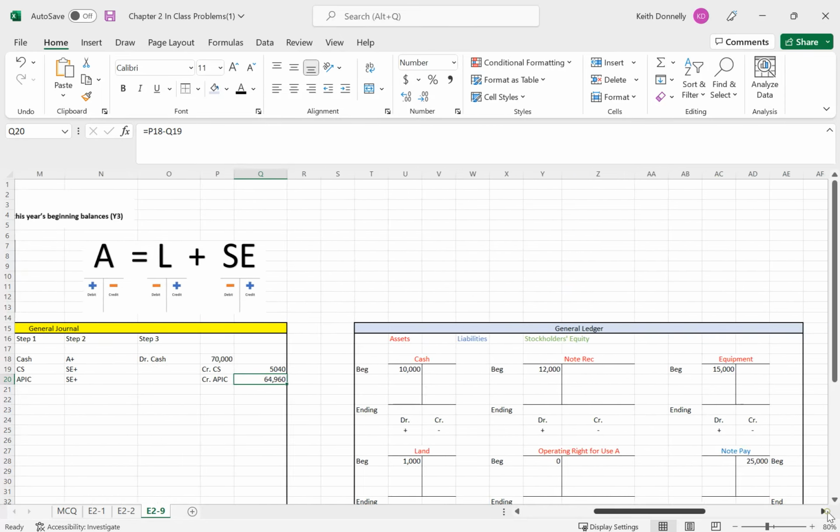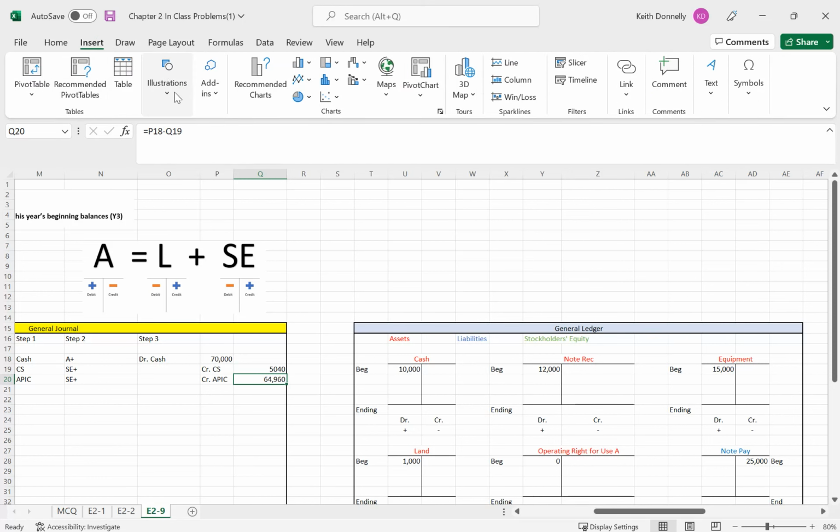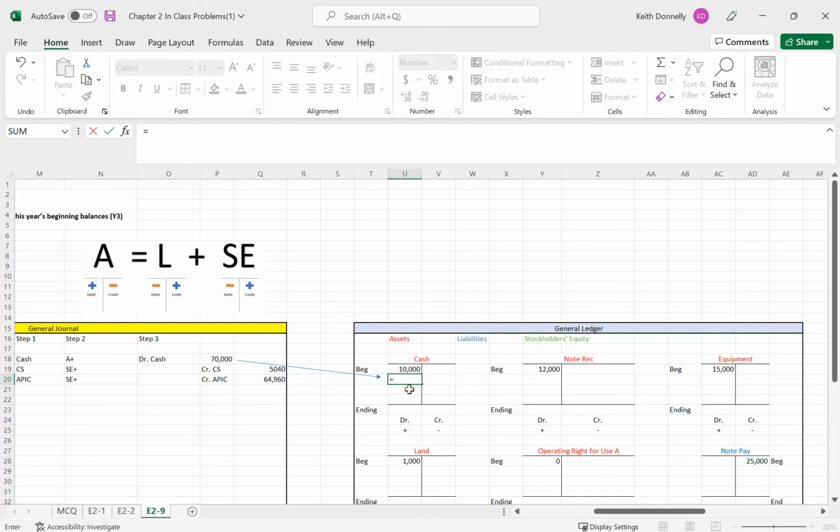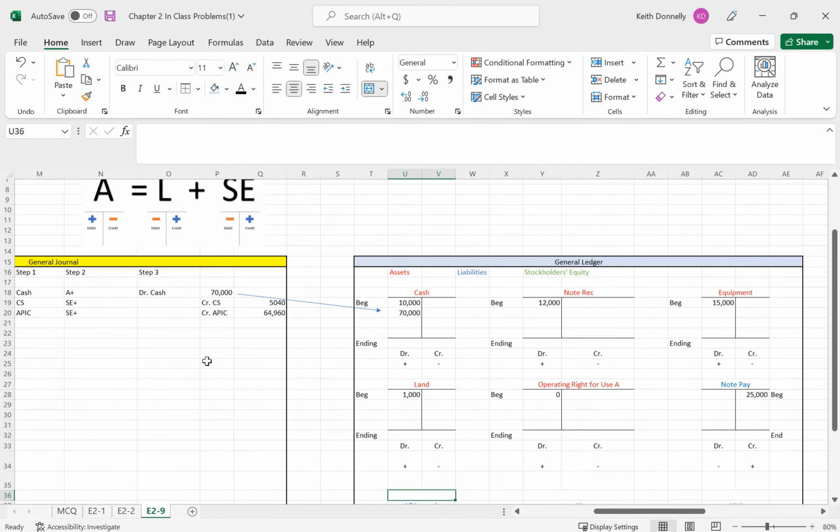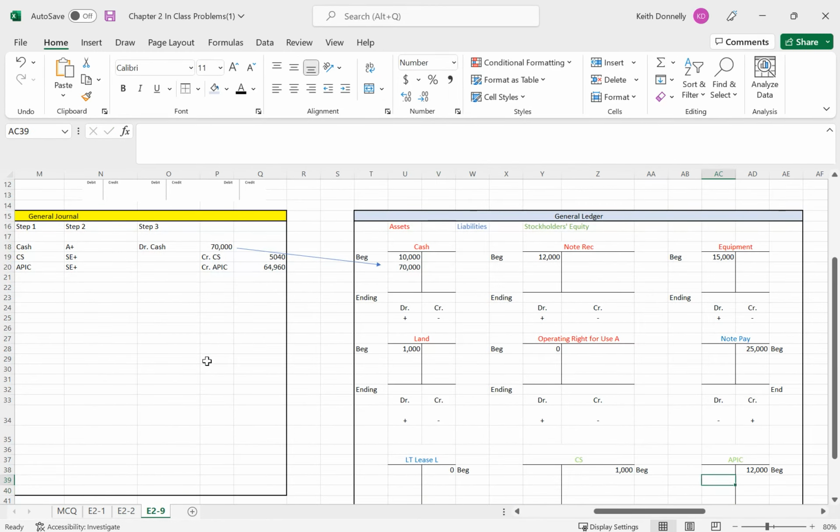Now what we're going to do with this, when we do a transaction in the general journal, is carry it over here to the general ledger. So we had a debit of cash for 70,000. I built this out already for you. We're going to have a credit to common stock for 5,040.